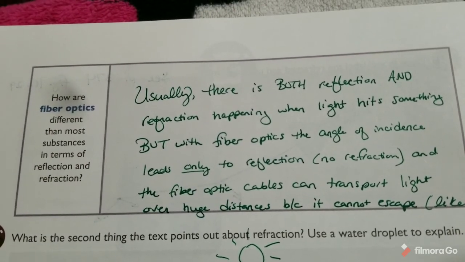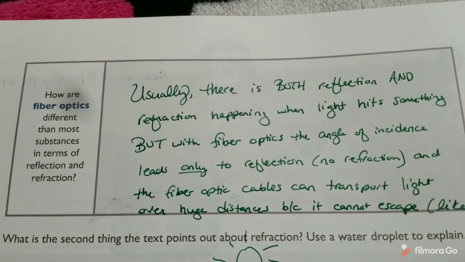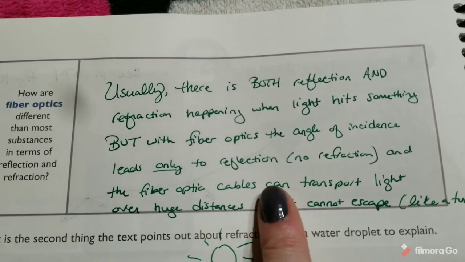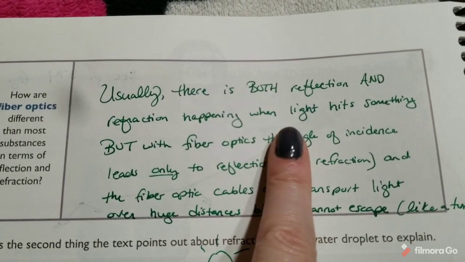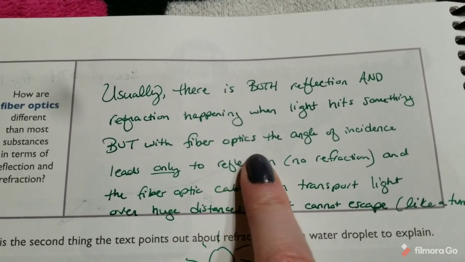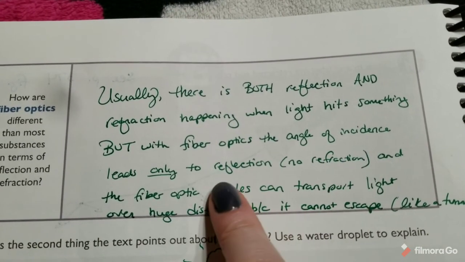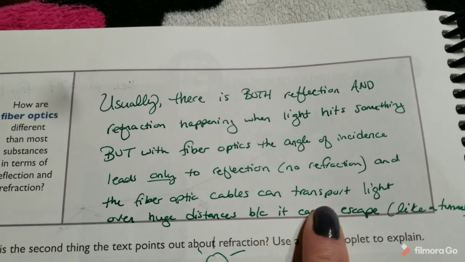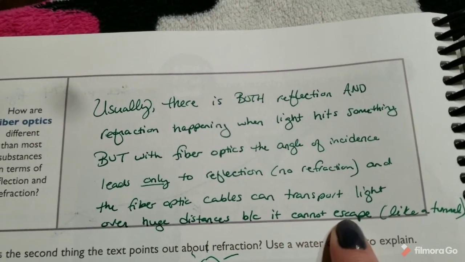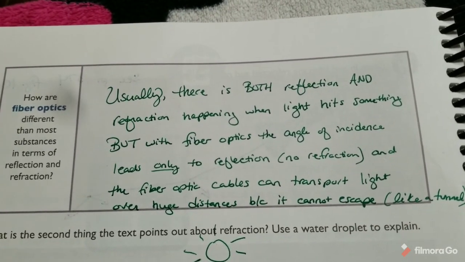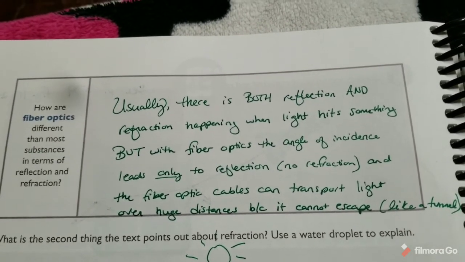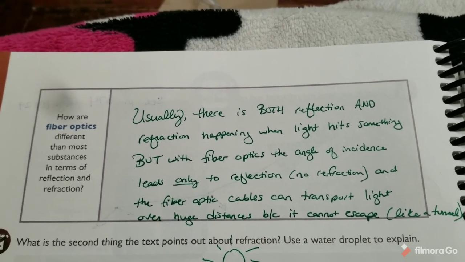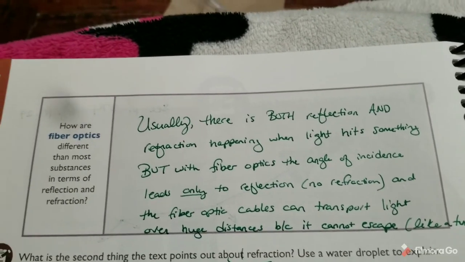This looks like a whole lot. This is really simple. Don't let the tons of cursive writing overwhelm you. Fiber optics is just like a tunnel, okay? And usually both reflection and refraction happen when light hits something, but with fiber optics, angle of incidence leads only to reflection, no refraction. And the fiber optic cables can transport light over huge distances because it cannot escape, like a tunnel. So just imagine fiber optics as a tunnel carrying light through it and preventing refraction. So it just gets to go.